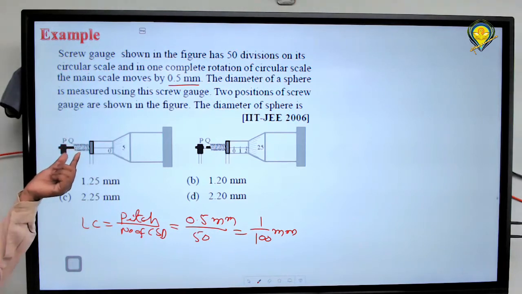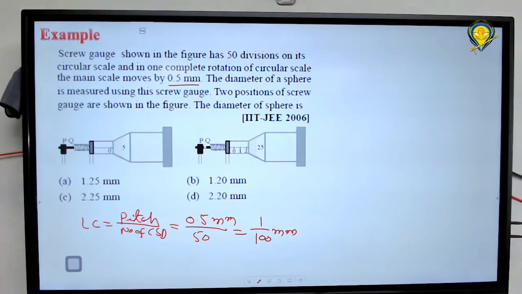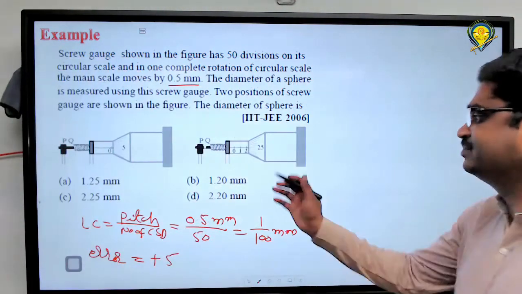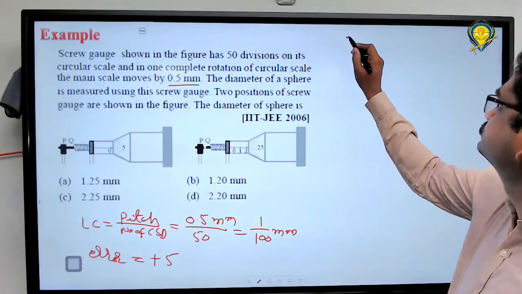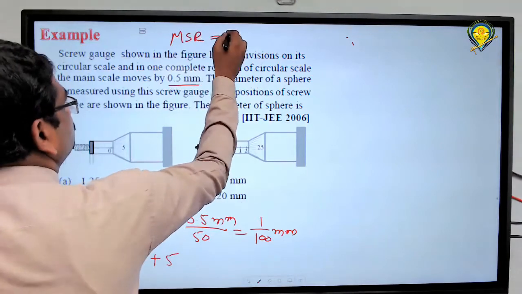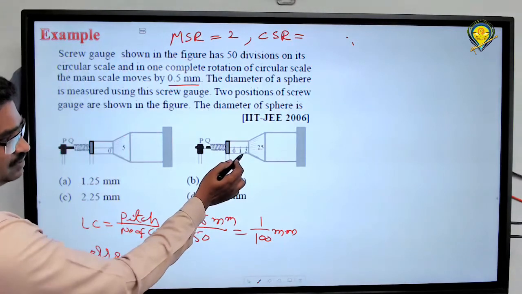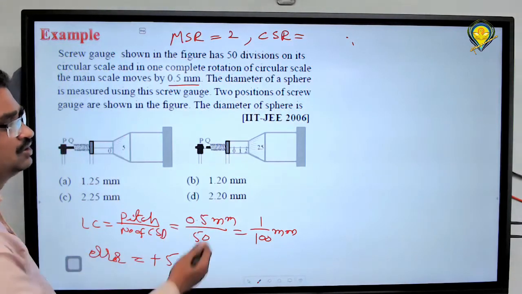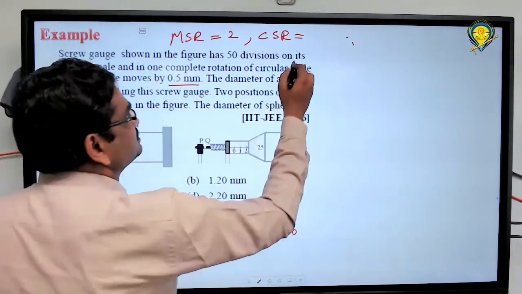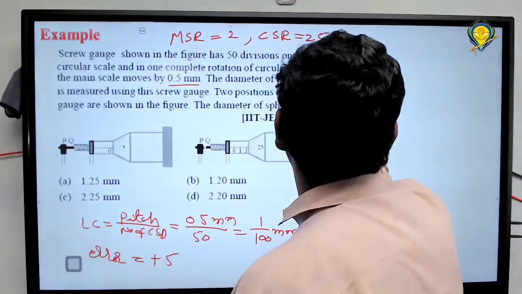Now without any object placed in between the jaws studs, it is showing 5. So that means error is how much? So positive error 5. Next. So with that object, what is the main scale reading? So main scale reading is 2. Next. Circular scale reading. Check this diagram. So 2 is clearly visible. So 2 we need to take as main scale reading. Next, circular scale reading. It is showing 25. So 25. Now total reading.